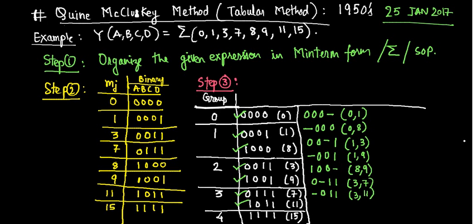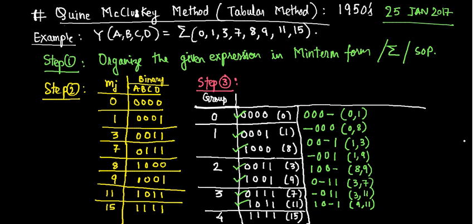Now 9 and 7, leave it. 9 and 11: how many bits are varying? 1 0 dash 1. Which are the numbers? 9 and 11, right? They are already ticked. Leave it. Then is the group covered? Matching of 2 and 3 is done.